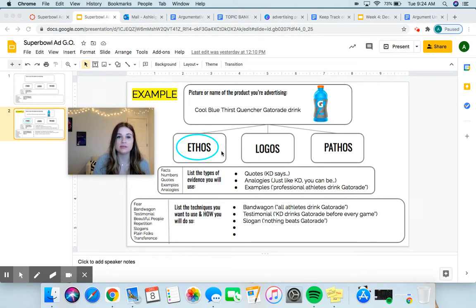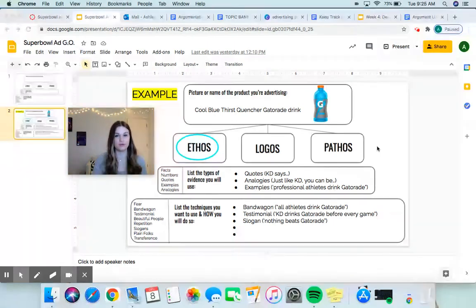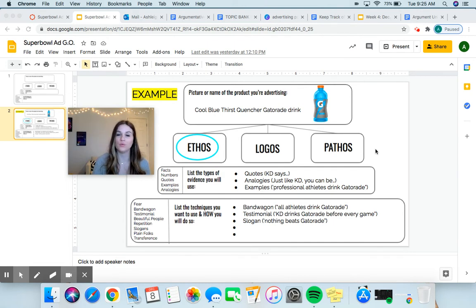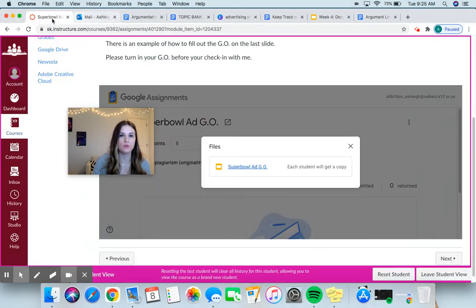So this is the example of the Super Bowl ad graphic organizer. If this is what you're choosing to do for your final project, this is the only graphic organizer you will need to complete, and you will need to do it before our check-in conference with me, because then you will show me what you got and we can talk through it, okay? So that's the Super Bowl ad.